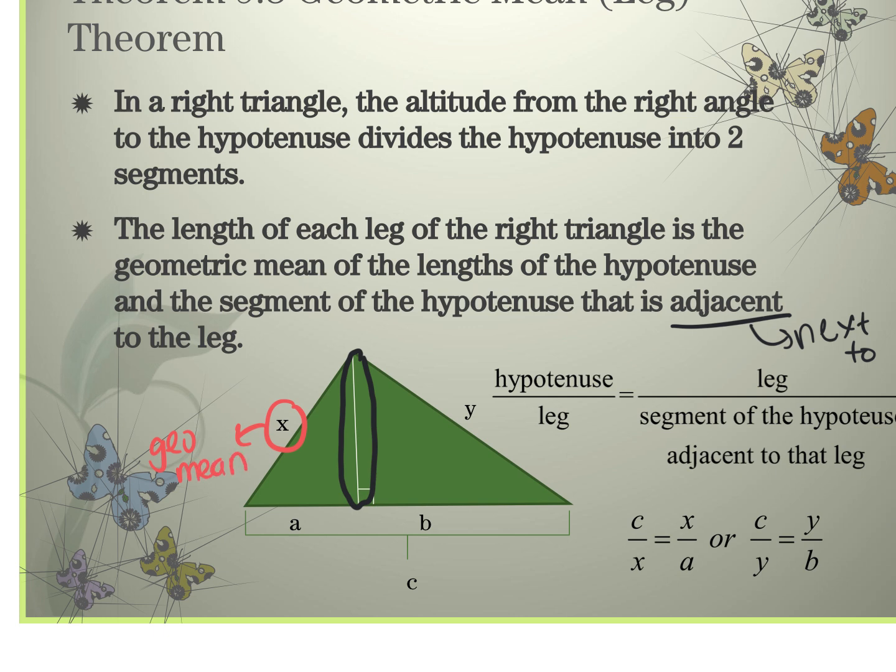of the adjacent portion of the hypotenuse. So look at A and look at B. Which of those 2 values is next to x? A. So it's the geo mean of A and the entire hypotenuse on the bottom. What's the length of the whole hypotenuse on the bottom? C. A and C, okay? Now, when we're looking at y, we follow the same steps. So y is going to be the geo mean.